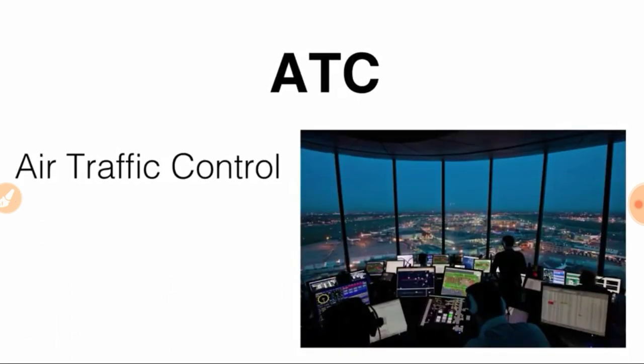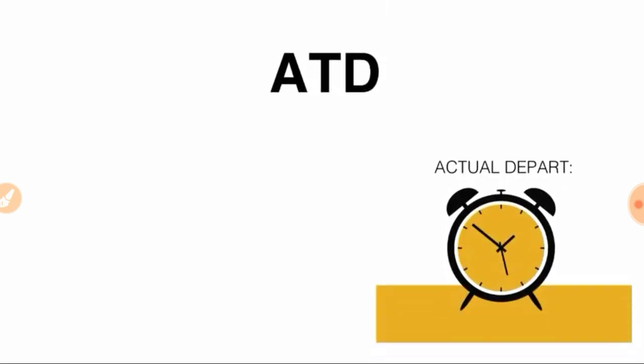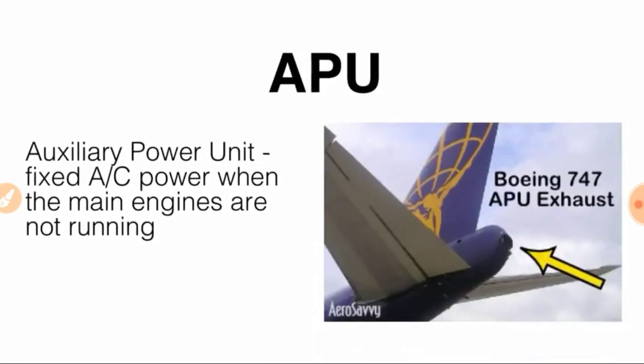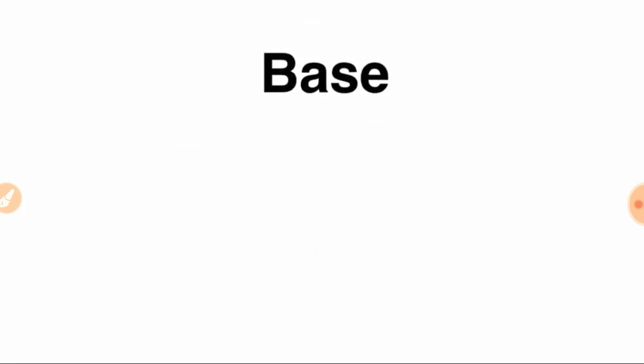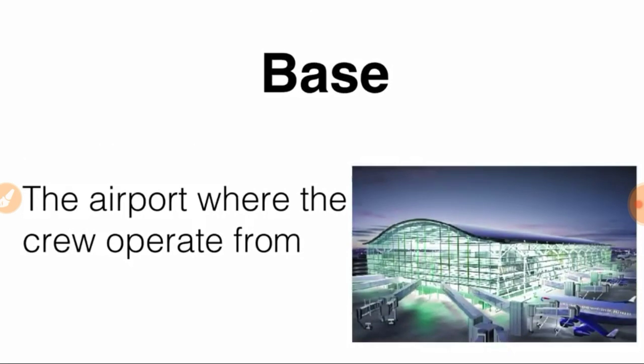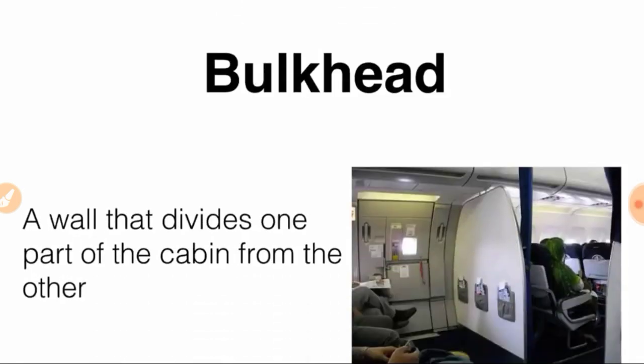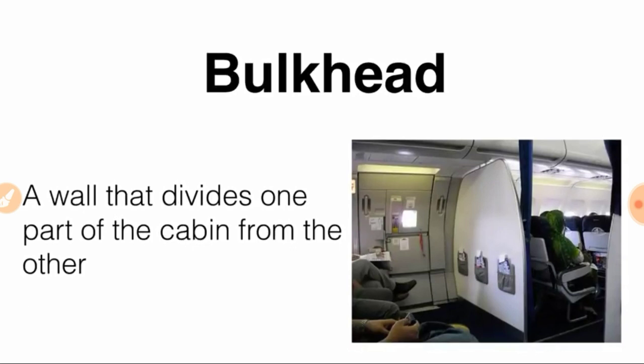ATC. Air traffic control. ATD. Actual time of departure. APU. Auxiliary Power Unit. Fixed aircraft power when the main engines are not running. Base. The airport where the crew operate from. Bulkhead. A wall that divides one part of the cabin from the other.